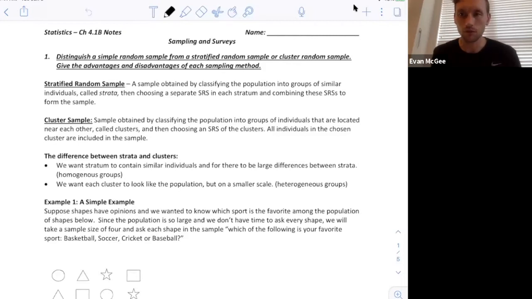This is the first 4.1b video. We are going to look at two important sampling techniques, called a stratified random sample and a cluster sample, and you'll be able to give the advantages and disadvantages of them.